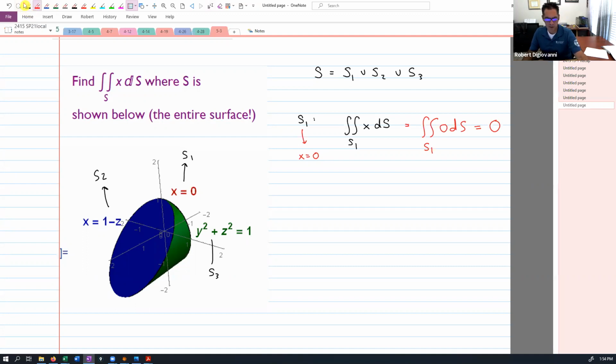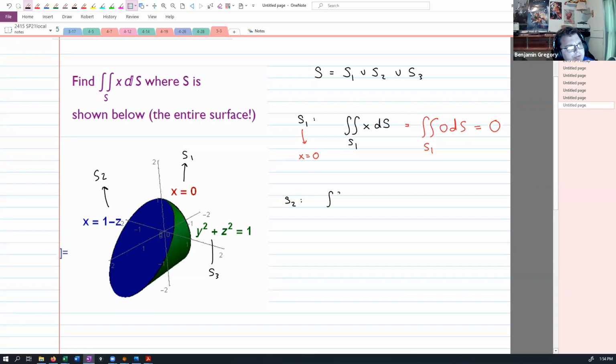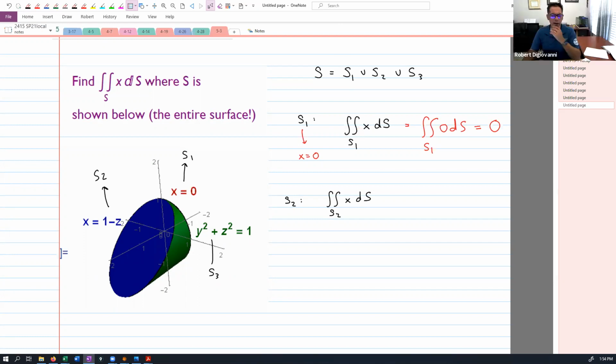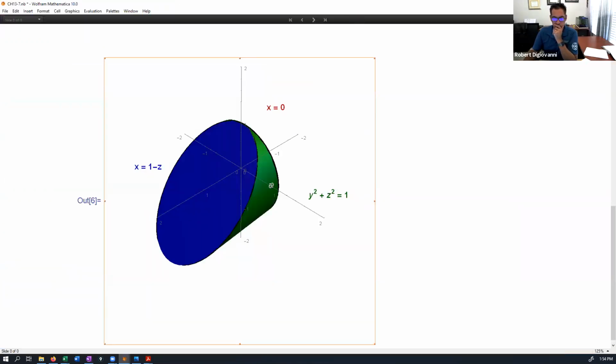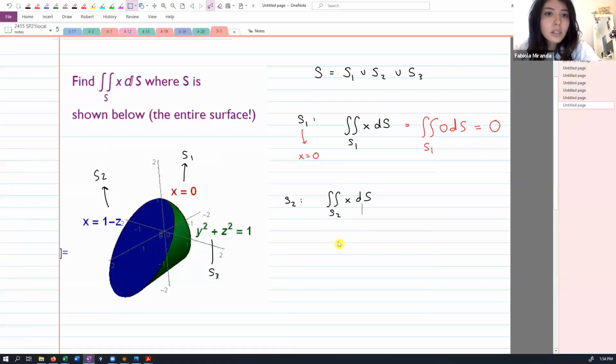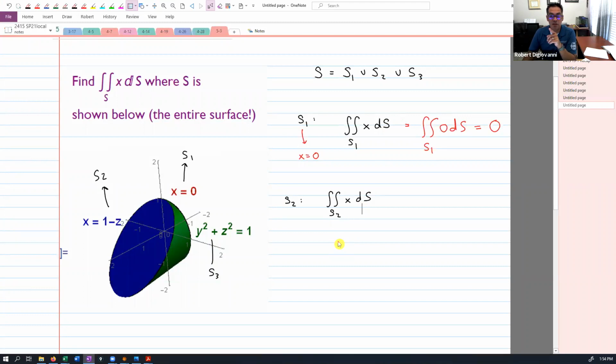All right, maybe S2 will be harder. Yes, it will be. Okay, so let's look at S2. Pardon me? So there's no area to the bottom. No area. We're not calculating a surface area. We're calculating a surface integral.